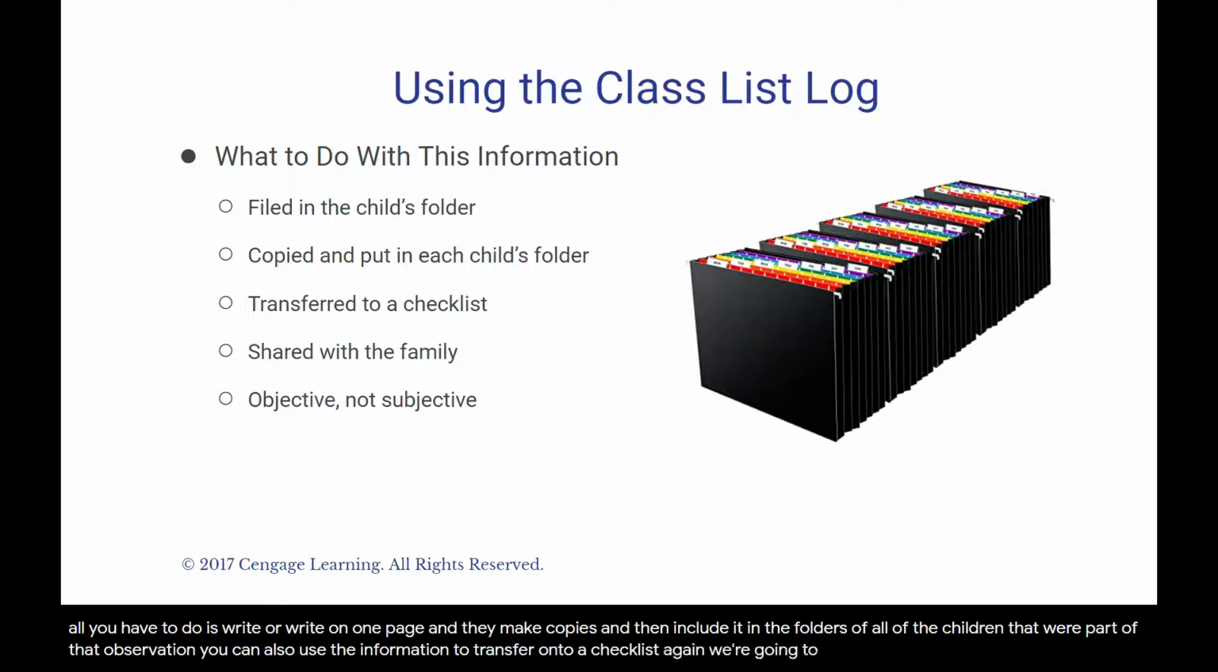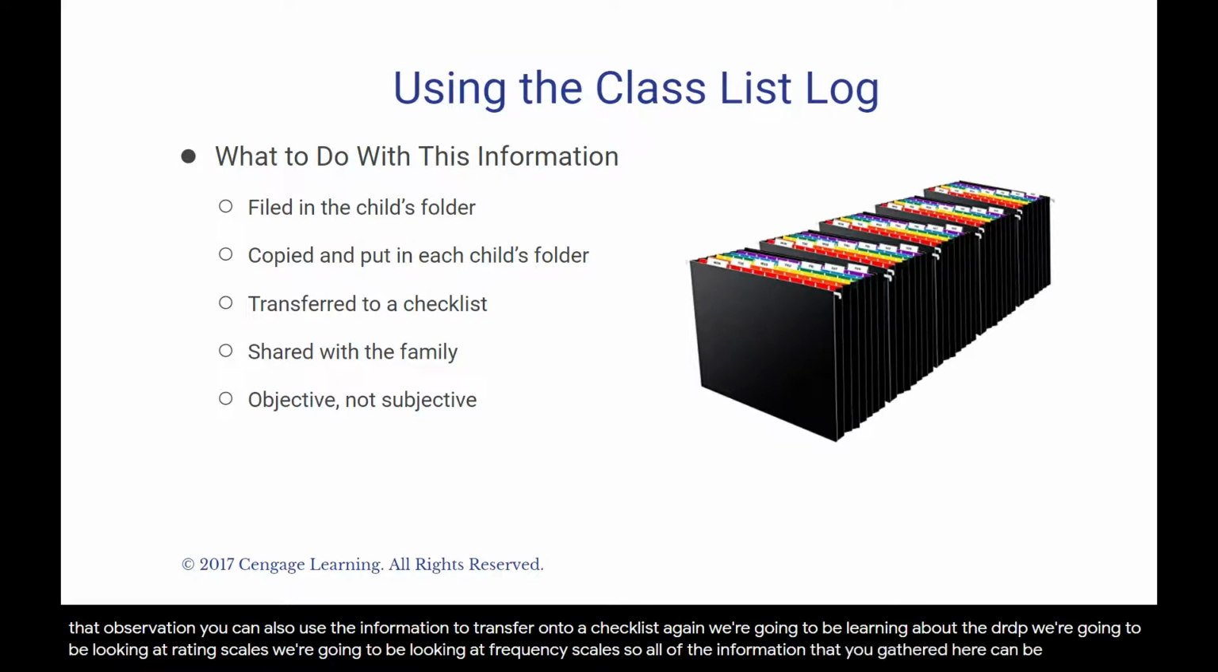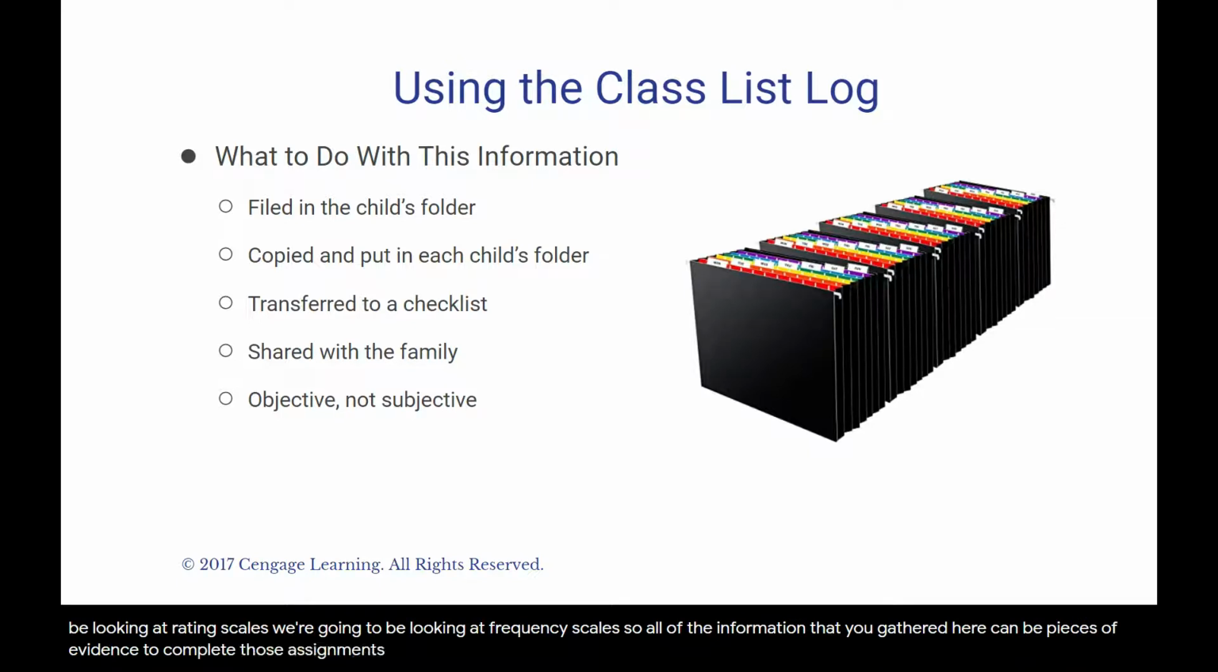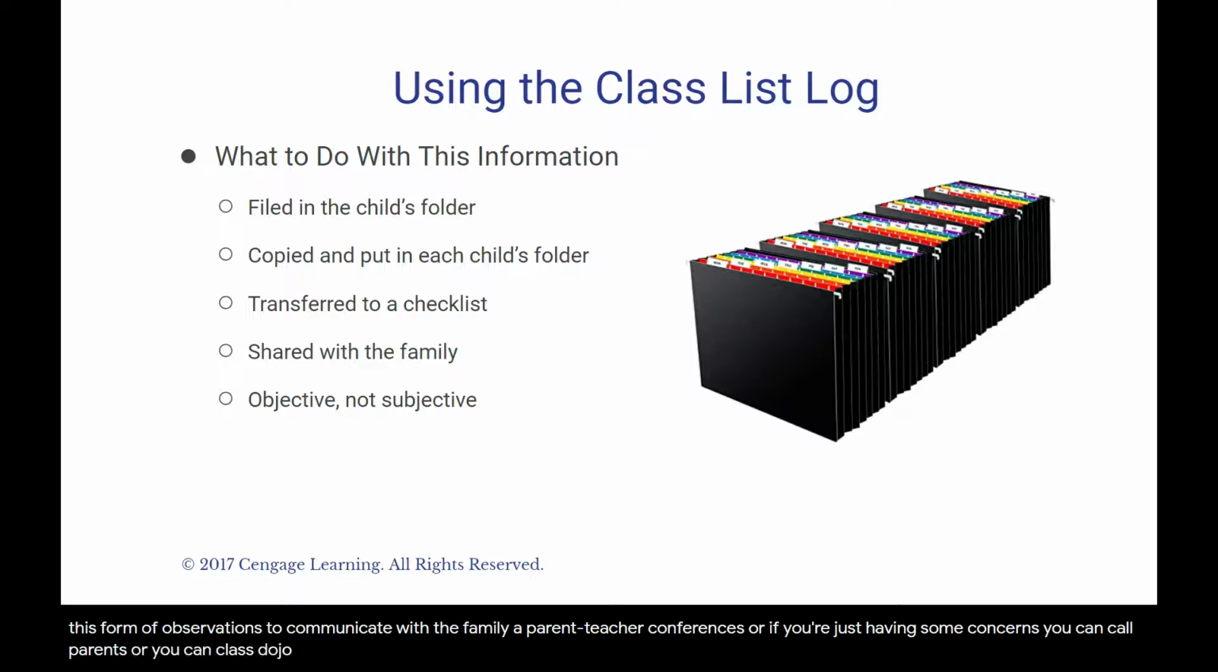Again, we're going to be learning about the DRDPs. We're going to be looking at rating scales. We're going to be looking at frequency scales. So all of the information that you gathered here can be pieces of evidence to complete those assessments, or like the ASQ. You can also use these class list logs, or the information gathered through this form of observation, to communicate with the family, in parent-teacher conferences, or if you're just having some concerns, you can call parents or use Class Dojo, whichever way you communicate with your families.